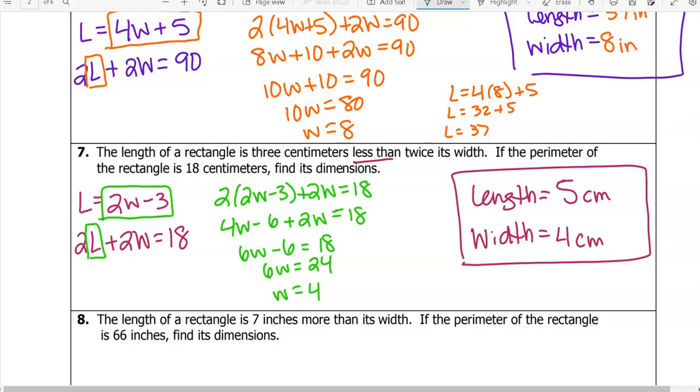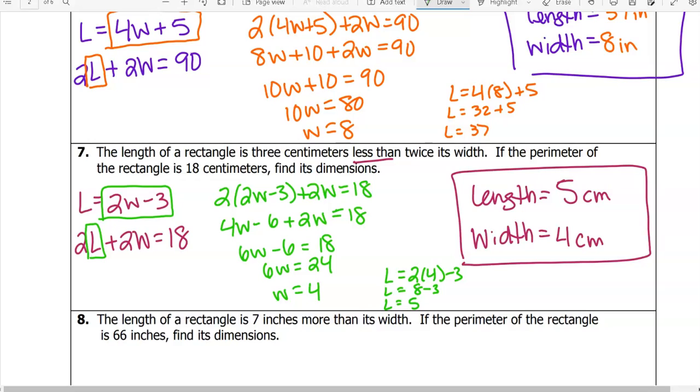Okay. And then I'm going to use our top equation. L equals 2 times 4 minus 3. 2 times 4 is 8, and 8 minus 3 is 5. So I have a width of 4 centimeters and a length of 5 centimeters.